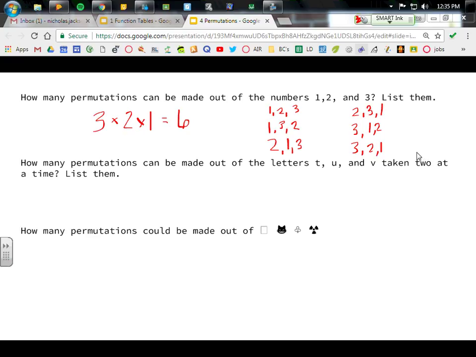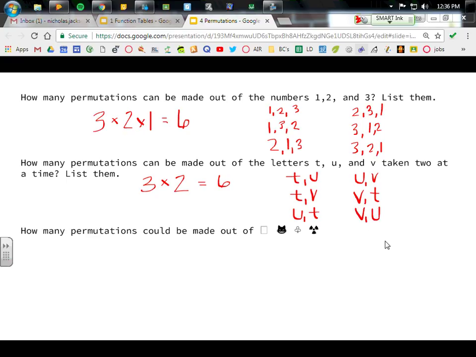Makes sense, right? Okay. How many permutations can be made out of the letters T, U, and V taken two at a time? List them. So how many options do I have for my first letter? 3. How many options do I have for my second letter? 2. So that's all I work with, just the 3 and the 2, and I can get 6. All right. So what are those possibilities here? Well, first we have T and U. Then we have T and V. We have U and T, which remember is different than this permutation up here, and we have U and V. Finally, if we start with V, we have V and T, and we have V and U.